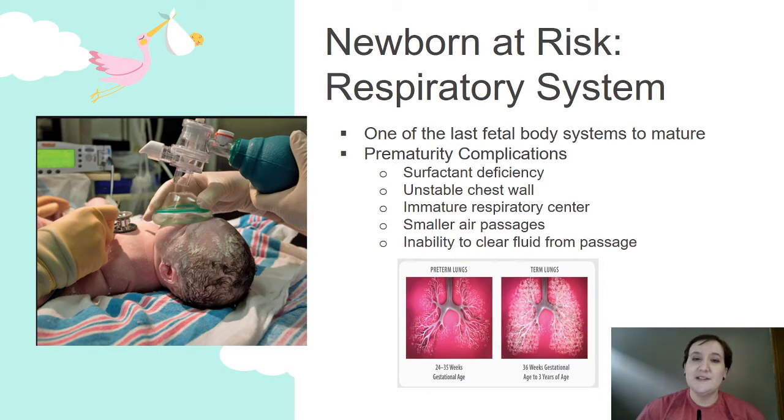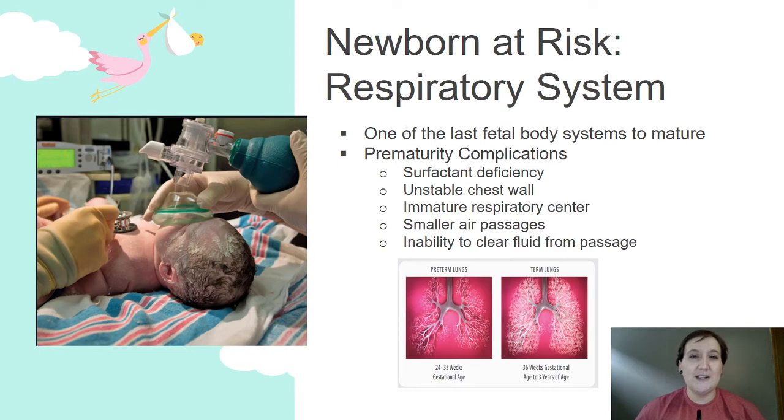So first we're going to talk about the respiratory system. The respiratory system is one of the very last fetal systems to mature. How quickly the respiratory system is activated at delivery determines the neurological sequencing of events for that infant. So it's so important to establish effective respirations directly at the time of delivery.